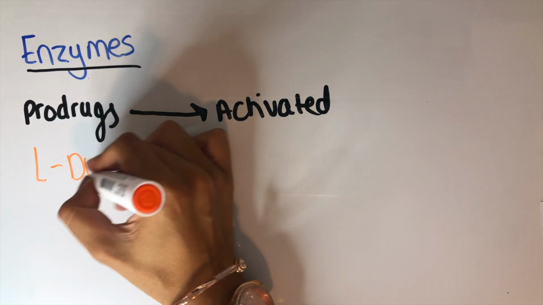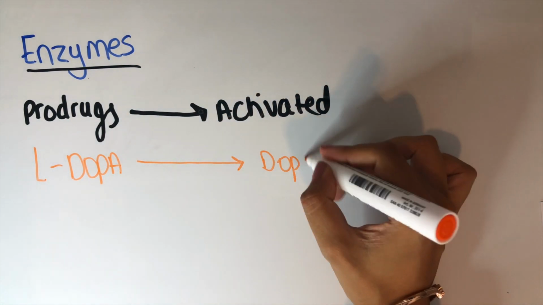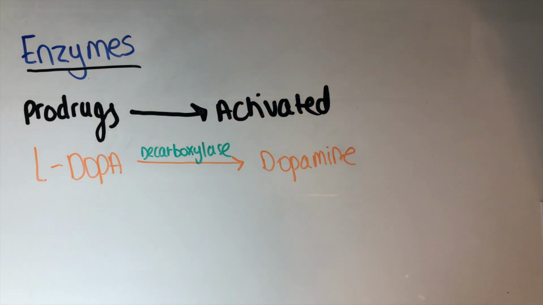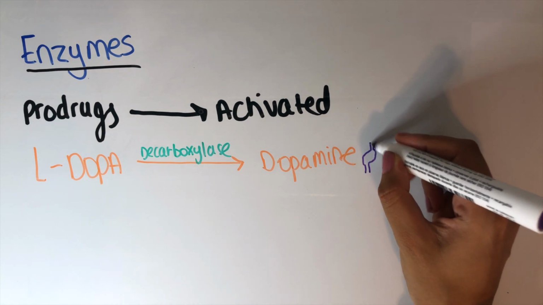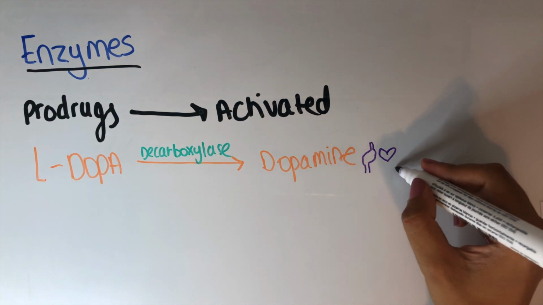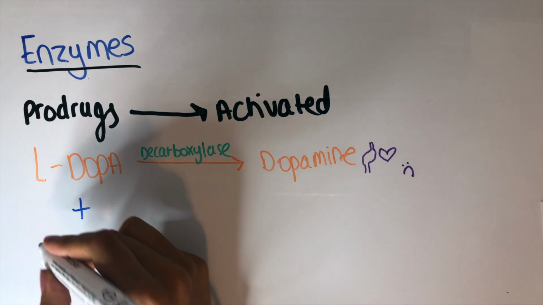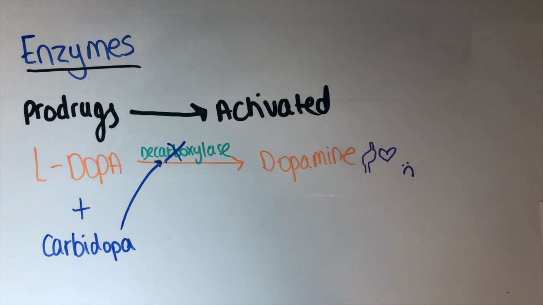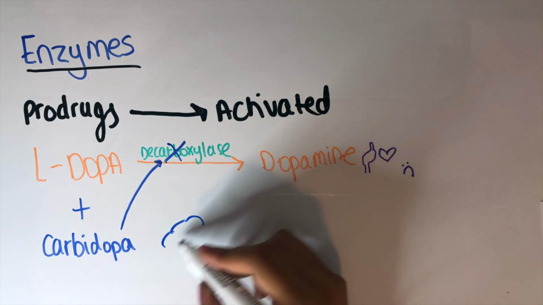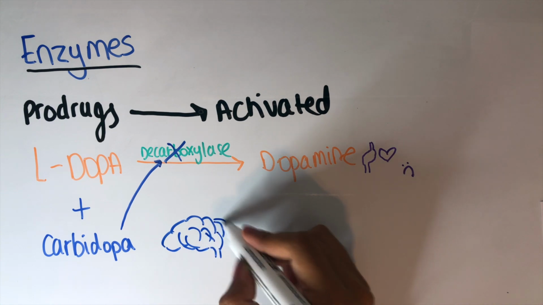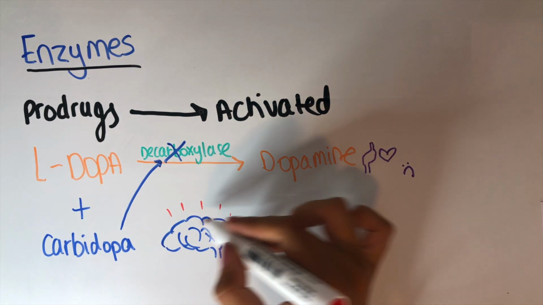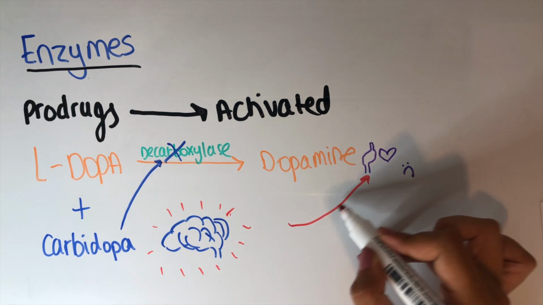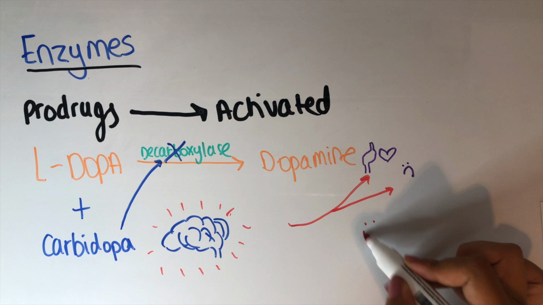L-DOPA is used for Parkinson's, and the peripheral conversion of L-DOPA by an enzyme called decarboxylase is responsible for the typical GI and cardiovascular side effects when it gets converted into dopamine. Therefore, L-DOPA is usually given with a DOPA decarboxylase inhibitor like carbidopa to prevent the metabolism until it has crossed the blood-brain barrier, where L-DOPA can get metabolized into dopamine and induce its effects in the brain without having any of the GI or cardiovascular side effects.